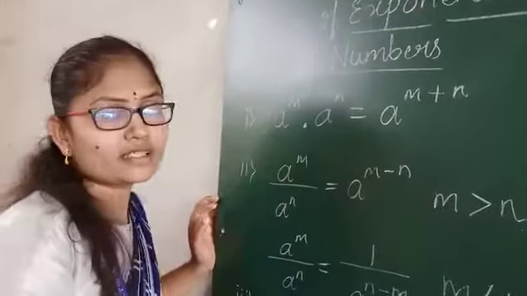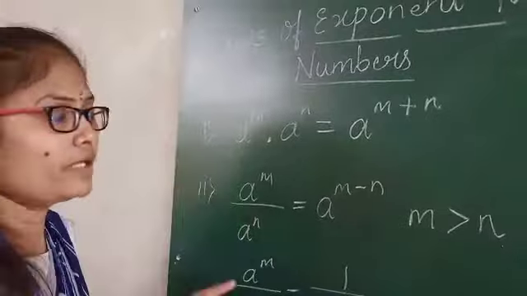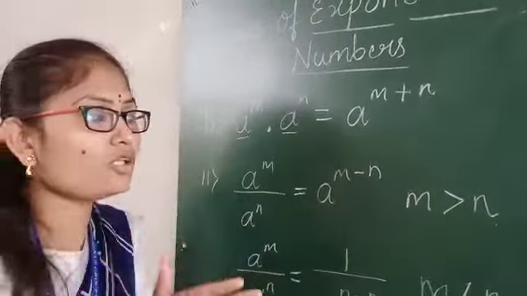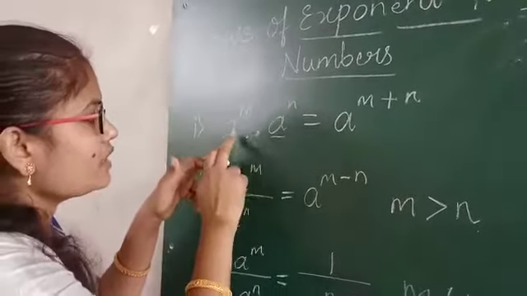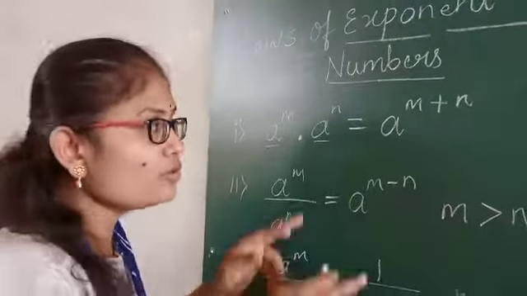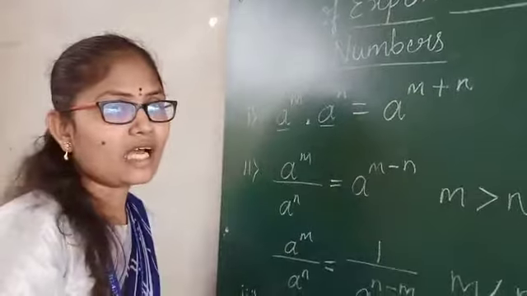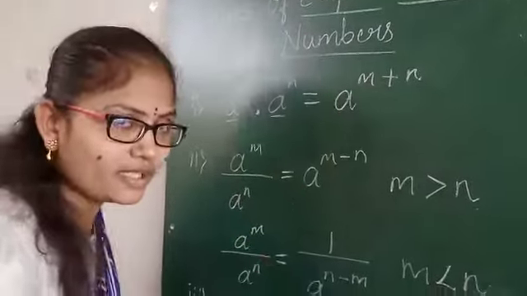Here the dot indicates a multiplication. We are going to multiply the numbers having the same base. You can observe here, only with the same base can we multiply. See, a to the power of m, a to the power of n. Base is the same, exponents are different. In that case we have to take the base as it is and add the exponents. You are going to get a to the power of m plus n.